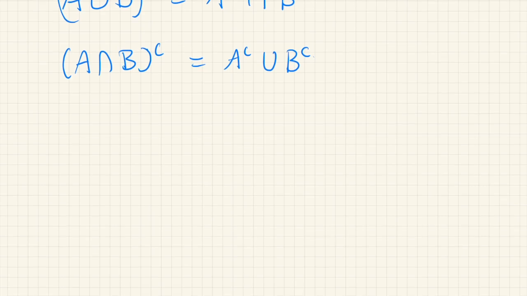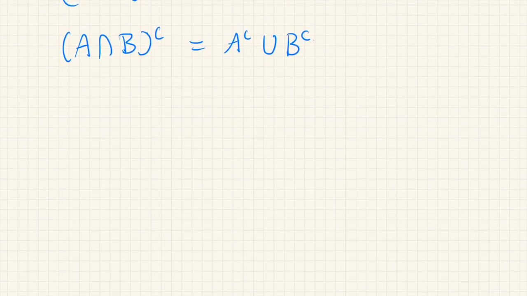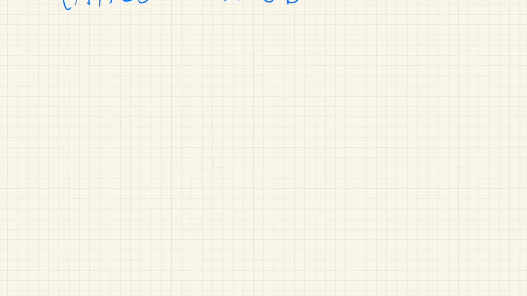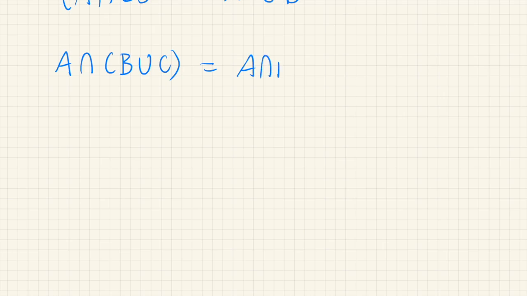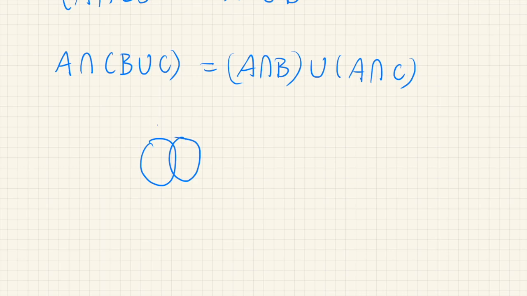Of course, A and B are any sets. And next, distributive laws. A cap (B cup C) is (A cap B) cup (A cap C). So this is like if we have B and C, so this is B cup C, right there.